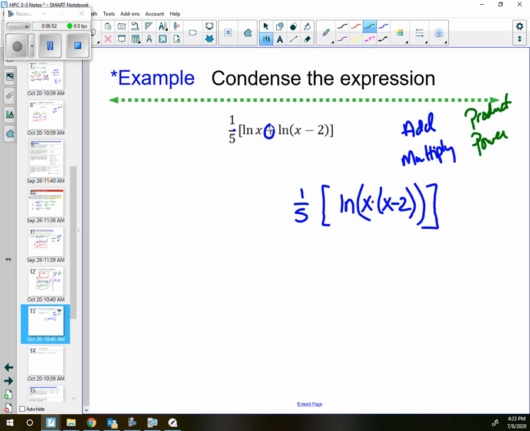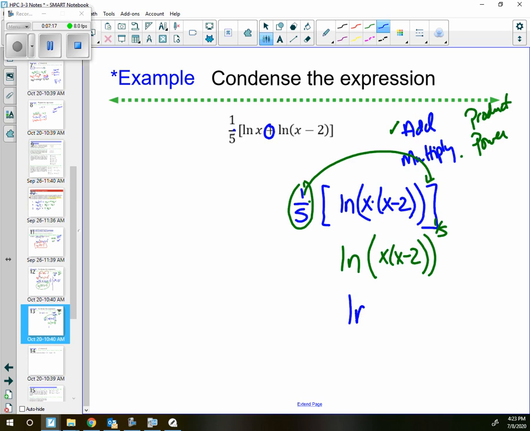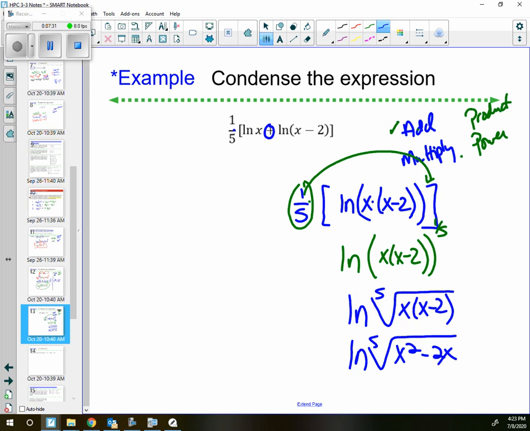Okay, so it would be that product. All right, and so I dealt with the add, which is the product property. And then where else can the 1/5 go? Well, it comes up as the exponent of that argument. So I'm dealing with the power of the multiply. So that would be natural log of x times x minus 2 to the 1/5 power. Now remember what 1/5 power means. That's the same as the 5th root of that entire argument x times x minus 2. So you can even go as far as saying distribute that through: x squared minus 2x. If that's easier for you to deal with, totally fine.